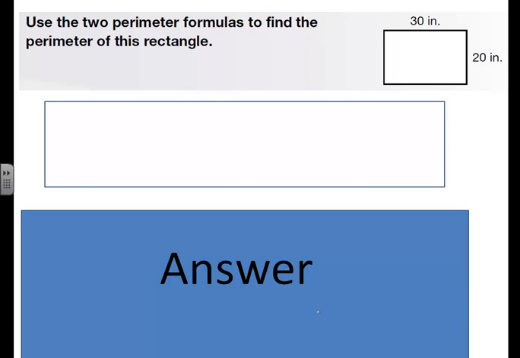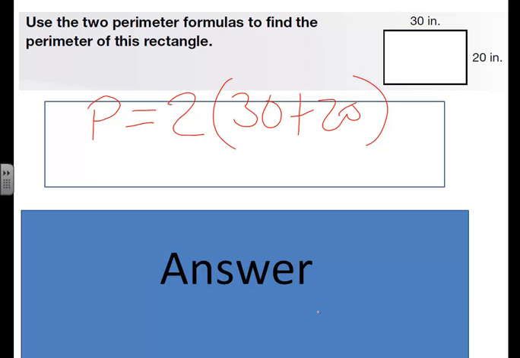Perimeter equals 2 times (30 plus 20). That's one way of doing it. I can add those two together. This would be 50. 2 times 50 equals 100. So my perimeter is going to equal 100.